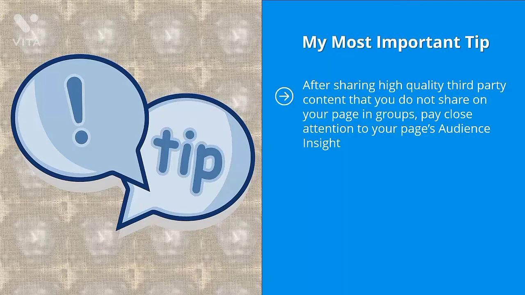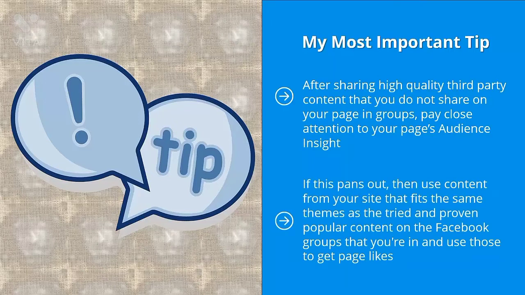Find your most popular piece of content. Look for third-party content that is similar to that and see if you get a lot of positive engagement when you share that material. If this pans out, then use content from your site that fits the same themes as the tried and proven popular content on the Facebook groups that you're in and use those to get page likes.